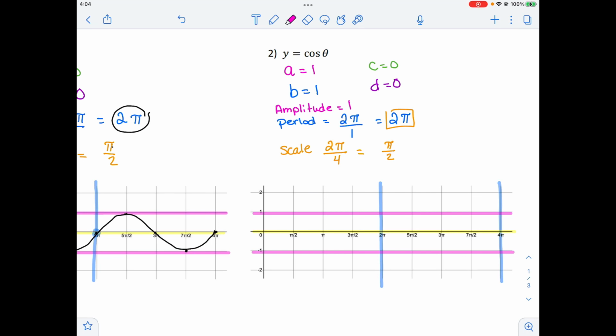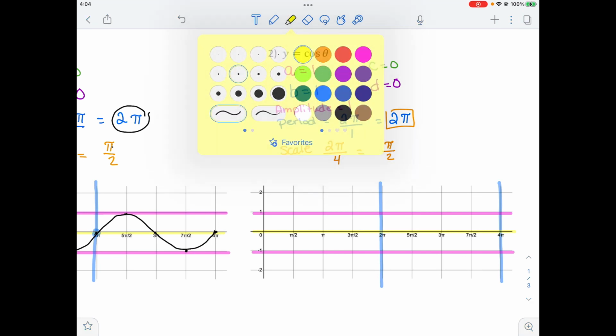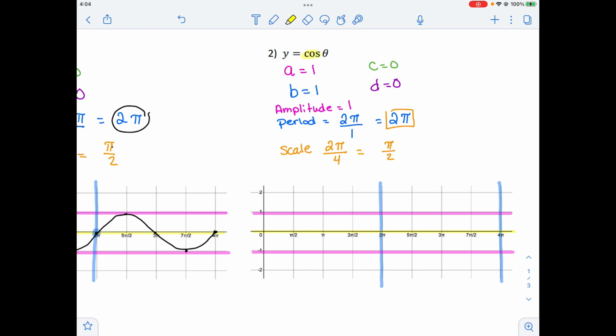Now, this is a cosine. So cosines are going to start at either the minimum or the maximum. But if there's a negative sign or a positive sign, that's what tells us. So if there's a positive sign, we know it's going to start at the max. And if it's a negative sign, it's going to start at the minimum. So this is a positive sign. So our graph is going to start at our max. And then it's going to flow down just like a wave.